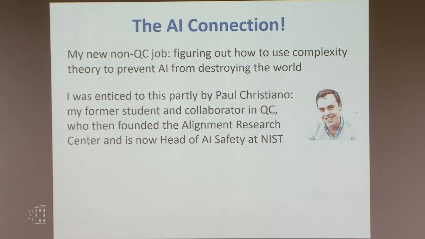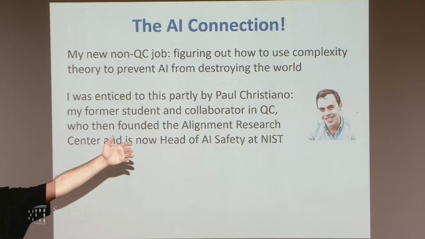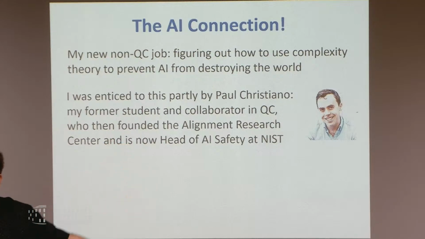I was enticed to think about these things partly by Paul Christiano, who was a former student of mine and then PhD student of Umesh, and did great work in quantum computing, but then did this crazy thing of leaving for AI safety in 2016. He helped start the safety group at OpenAI, then started the Alignment Research Center in Berkeley, and last week was announced to be the new head of AI safety at NIST.